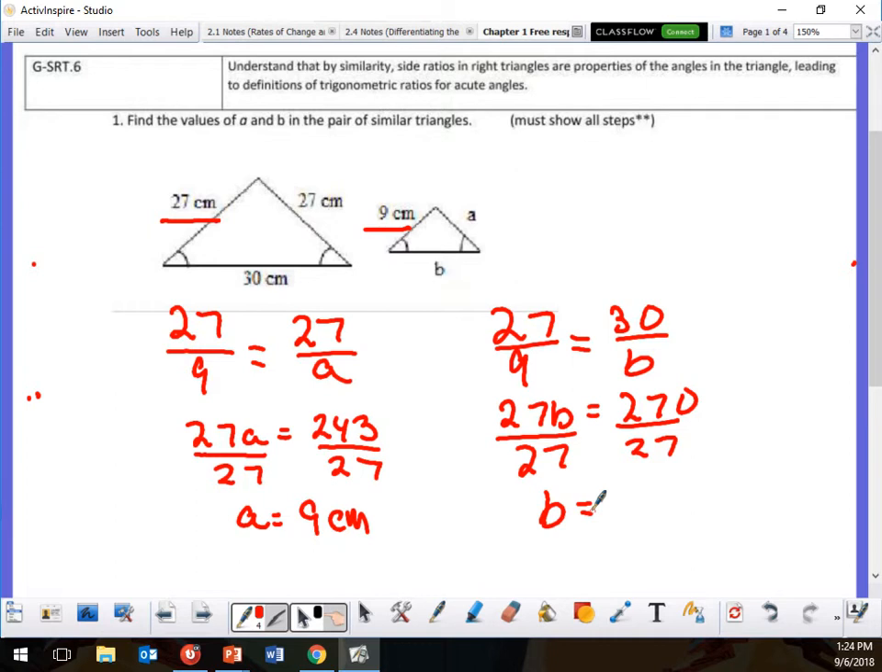B is what? What are my units? Centimeters. There we go. Is that easy? Yes. Questions? All right. Let's go to the next problem.